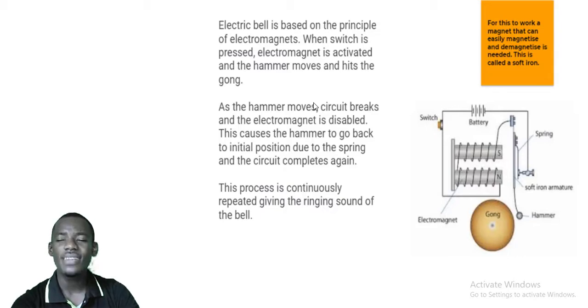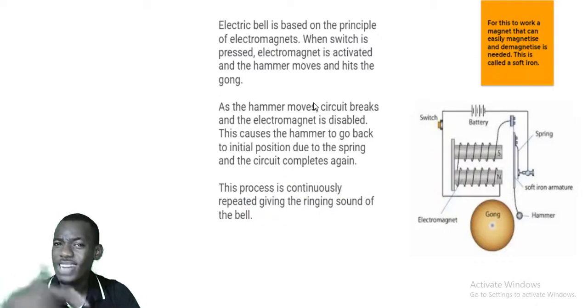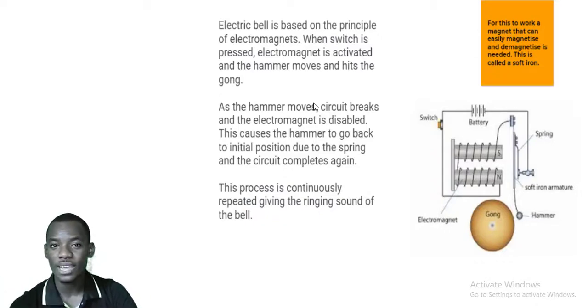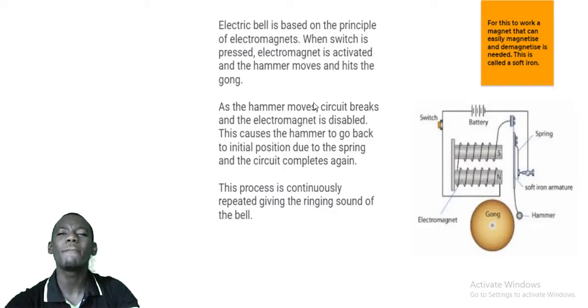And why must it be soft and not a strong or hard magnet? The reason is that a hard magnet is not easily magnetized and not easily demagnetized, so it's not best for an electric bell. Imagine a bell that you have to press so much before it can ring. That is what a hard magnet is. A hard magnet can't easily be magnetized, so it can't really function well.